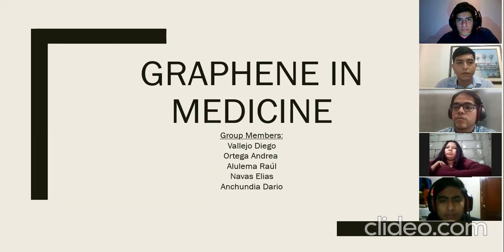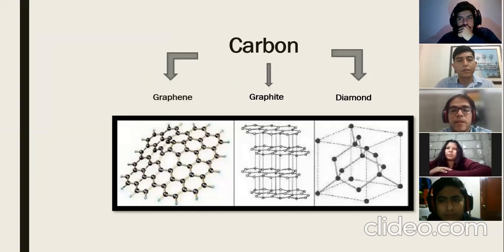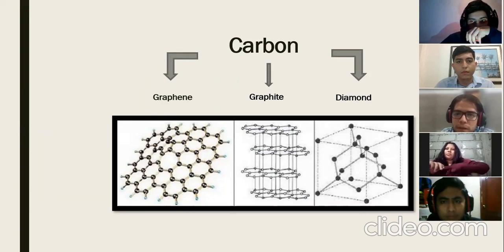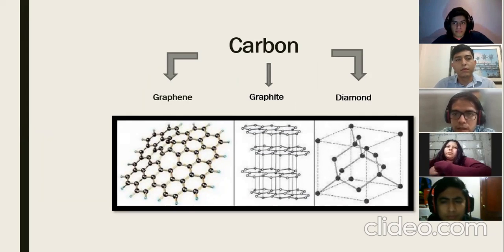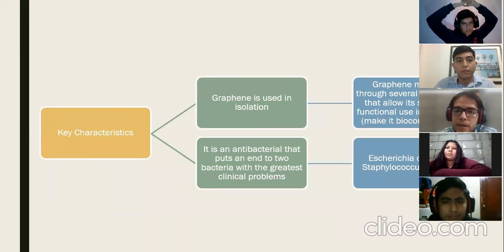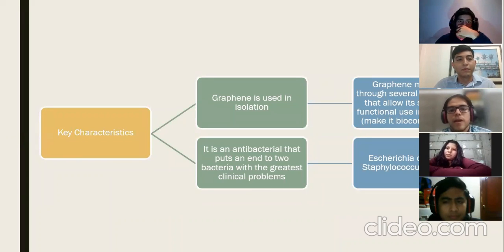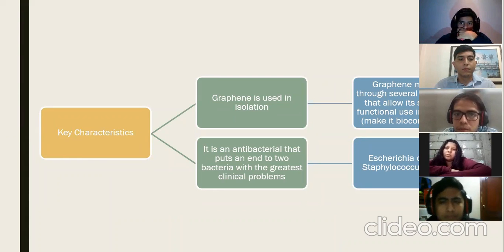Today, we're going to talk about graphene in medicine. Graphene is a laminate material composed only of carbon atoms organized in a hexagonal shape. There are a lot of applications in industries because it has high hardness and light weight. It weighs 0.77 milligrams per square meter. That's why it's used in buildings, construction, bulletproof vests, and even in the aeronautic industry because of its properties.